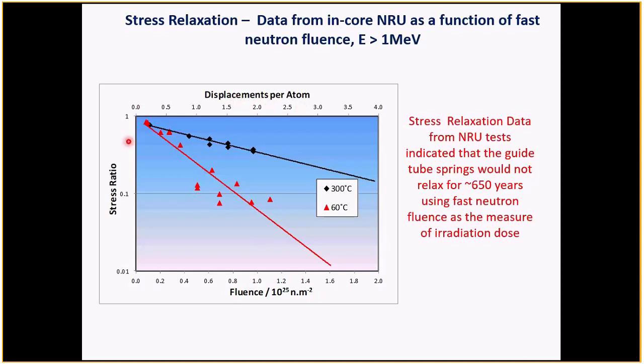I've added the displacements per atom here, but when this data was first used in anger, it was only the fluences. People hadn't bothered to do the displacements per atom because, to a large extent, especially for zirconium, the fluences are proportional to the dose. Sorry, to the displacements per atom.